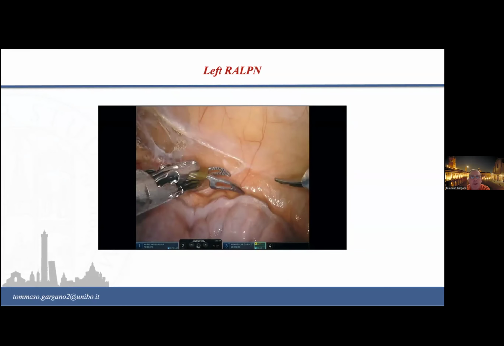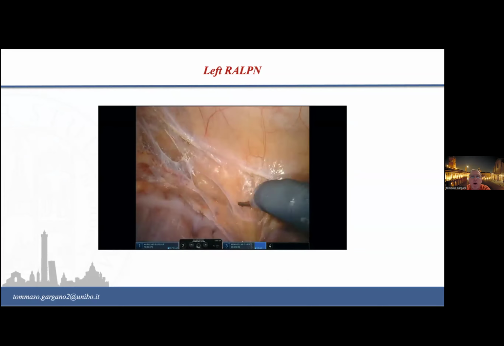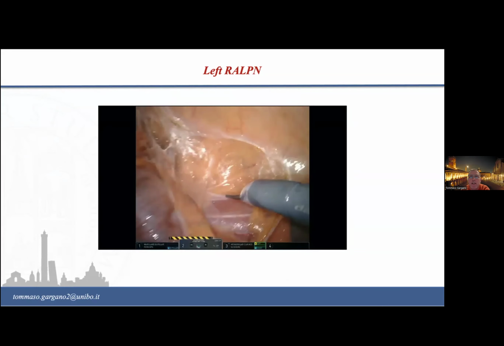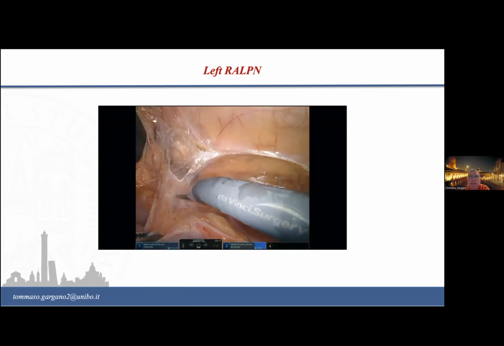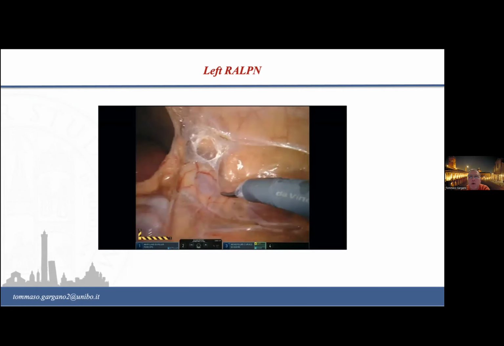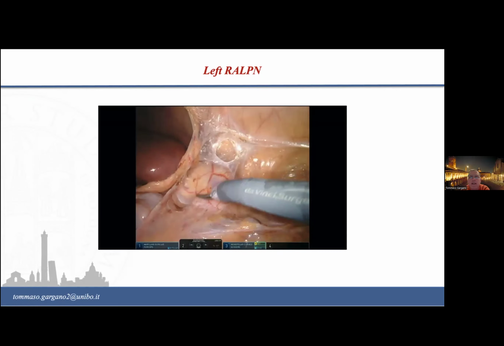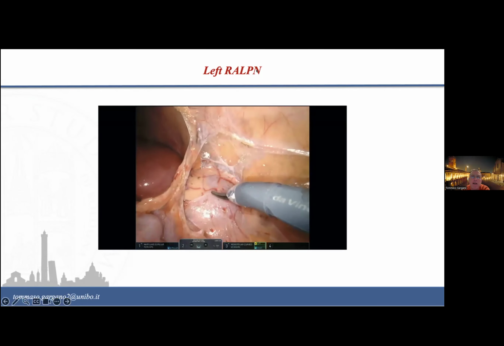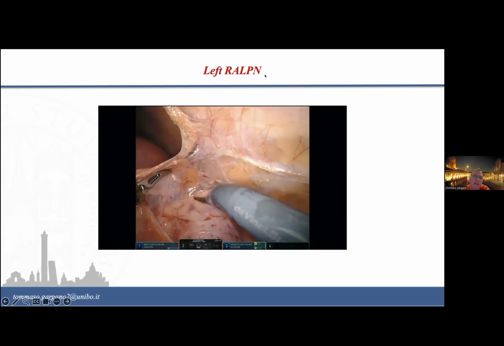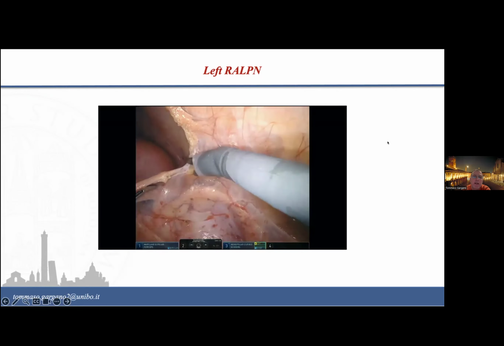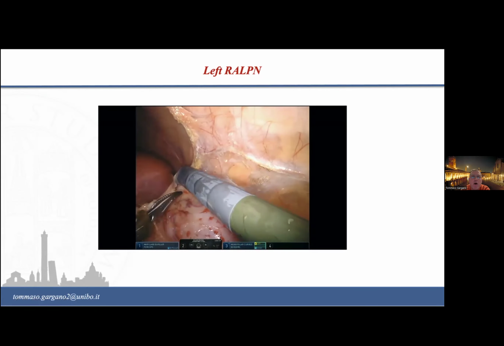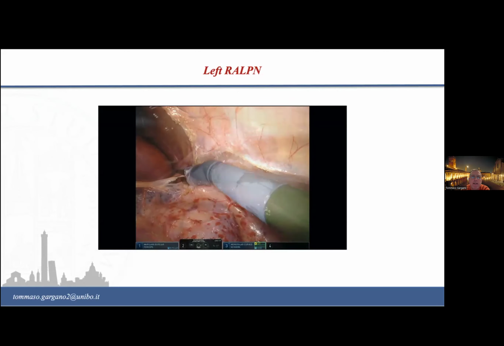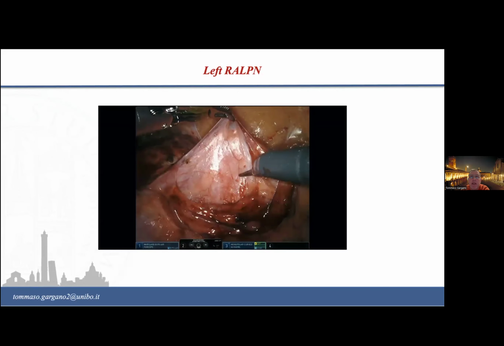The movie shows the procedure: the mobilization of the splenic flexure of the colon, the opening of the white line of Toldt, the identification of the lower pole of the left kidney, and the opening of Gerota's fascia to access the kidney.